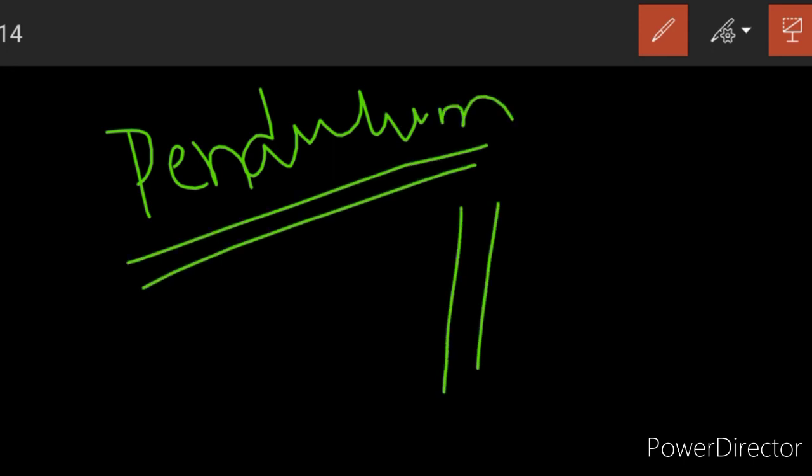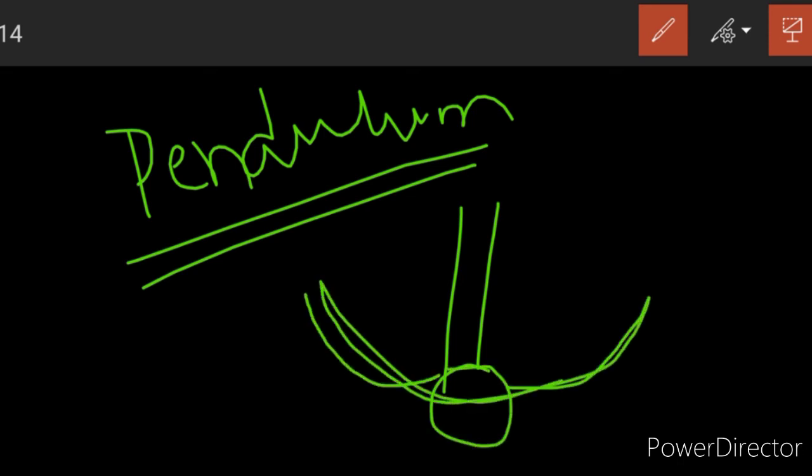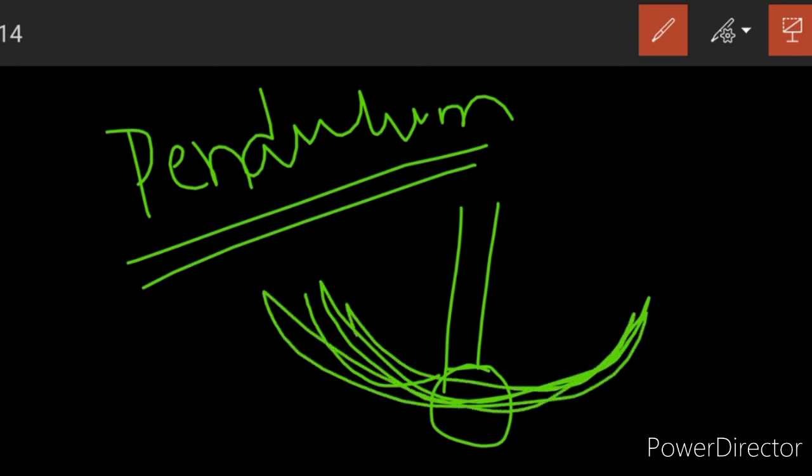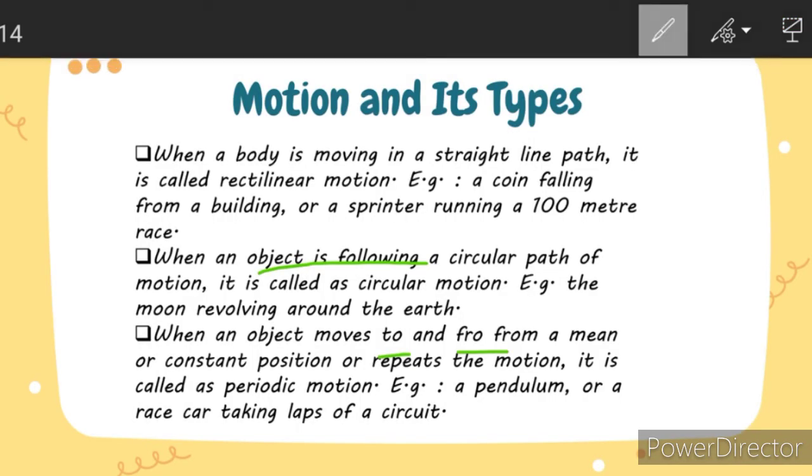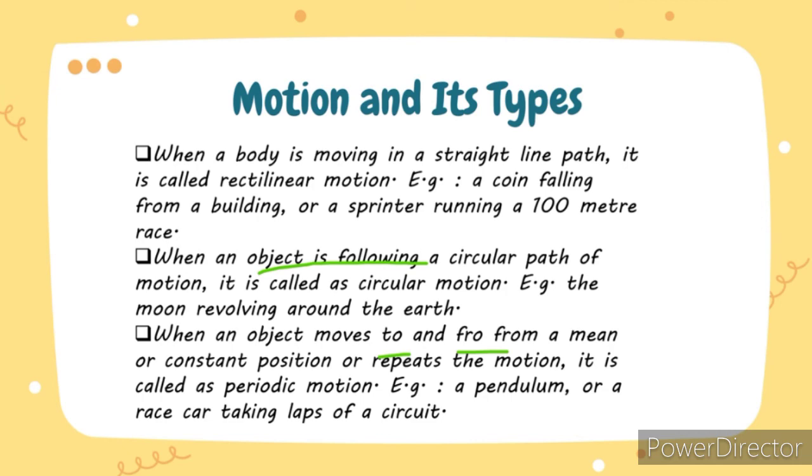Something like that is moving to and fro, meaning if something is like this, first of all it will move here, then it will come back here. It is moving in this semicircular position. This is the to position, then this will be the fro position. Okay, and then it will come back to this original place. This is the original place. This motion is known as your periodic motion.